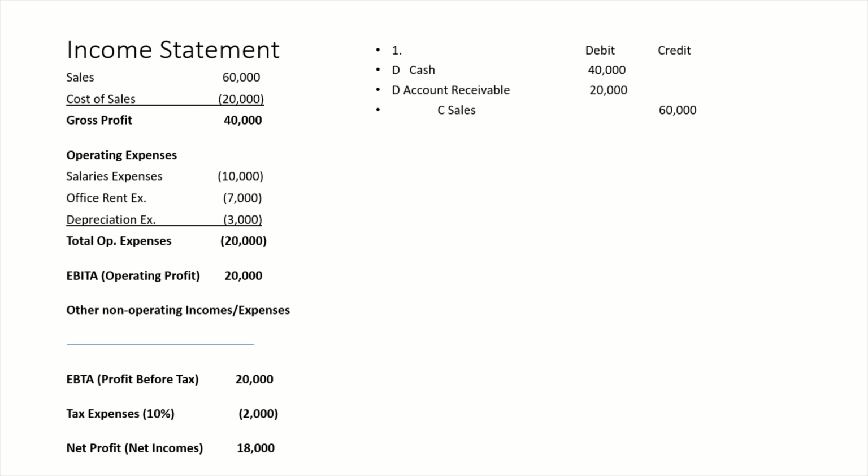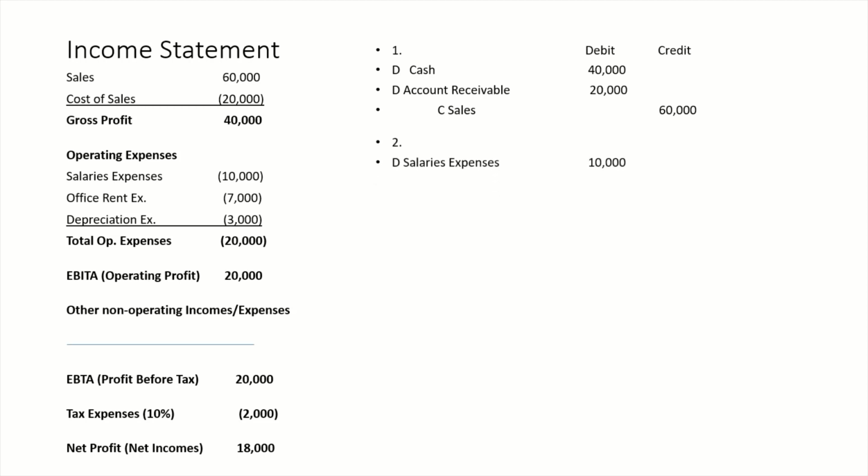The other 20,000 euros were not received in cash. We are going to receive them the next period, let's say the next year. So we recorded them at the account receivable. So as we see, always according to accrual principle, we should record sales in the time period in which they occur, regardless of when do we receive cash.